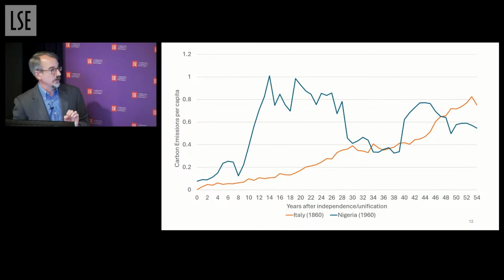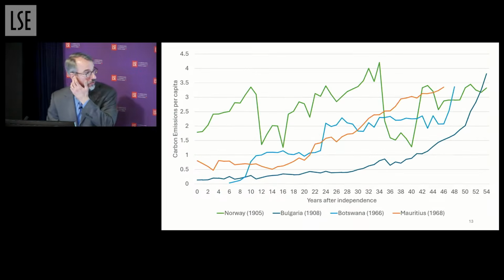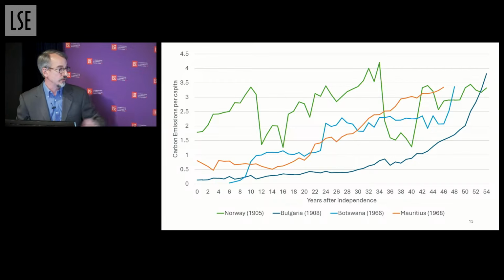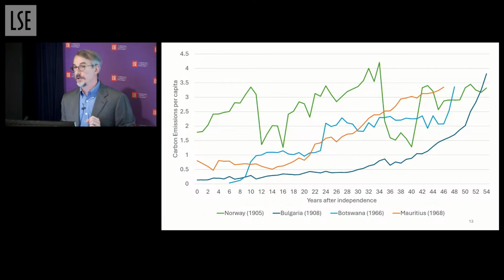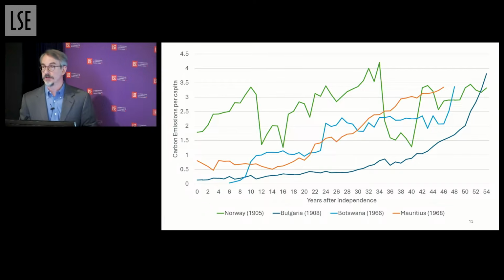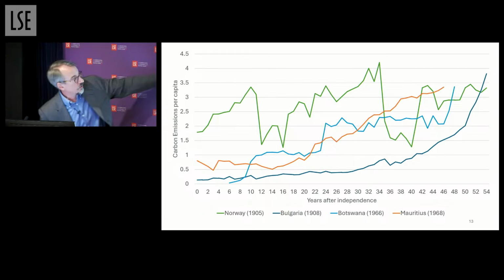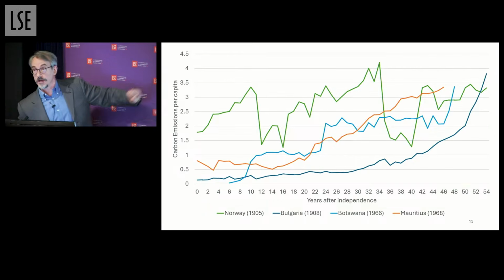That is not just cherry-picked. There are other countries we can compare. Here, I'm taking two more countries from Europe that became independent in the early 20th century, Norway and Bulgaria. And we compare them to two African countries which became independent in the late 20th century, Botswana and Mauritius. Here, it's not Nigeria going up and down, it's Norway which is going up and down. Bulgaria is more smooth. But what's interesting is they all are increasing, they're all overlapping. By the way, the numbers you can see here are higher than Nigeria or Italy.